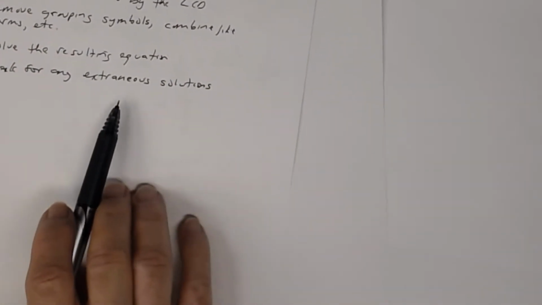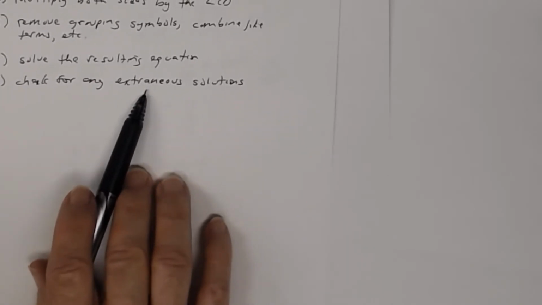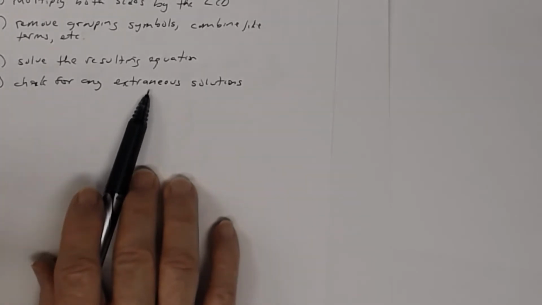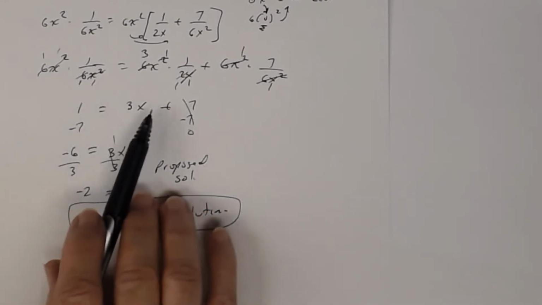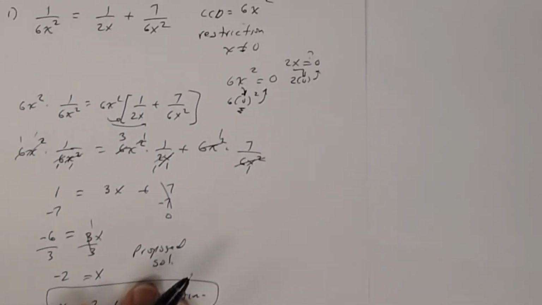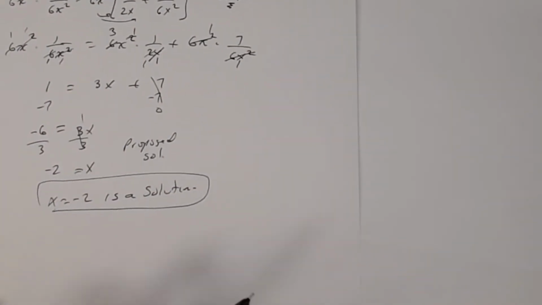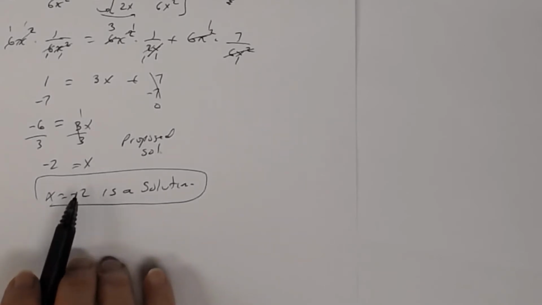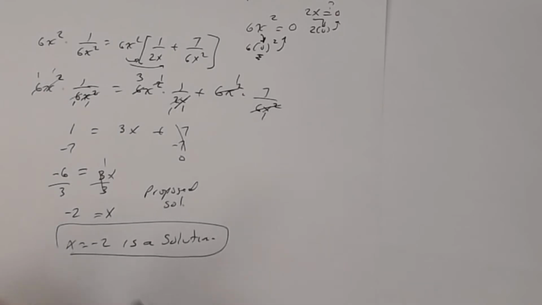So an extraneous solution, some authors or teachers will refer to this as false solutions. False, meaning that it's a solution to one of the resulting equations, but it's not a solution to the original. Okay? All right, so that's all you do. So that's your proposed solution. Before you say it's a solution, you better check that proposed solution against the restriction. All right, so that's number 1.